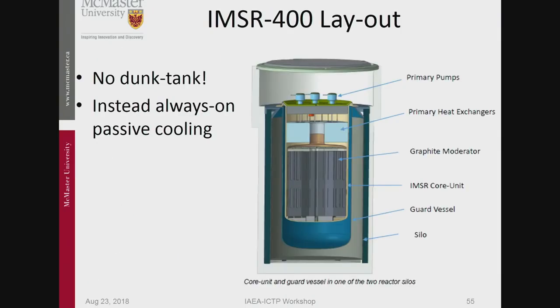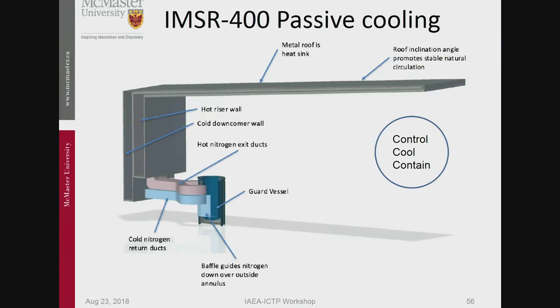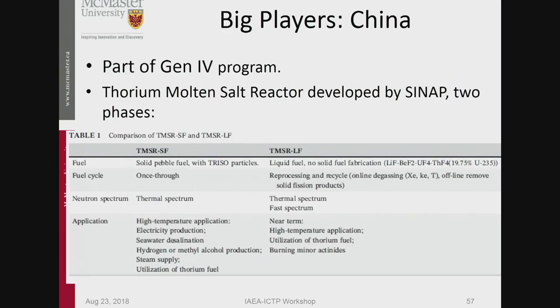This is what it looks like. It has no dunk tank. It's a joke, it should be dump tank. It has always-on passive cooling on the outside, but it's a very simple design, right? It's a graphite moderator, and the salt is just flowing through and then flowing off to the secondary circuit and the electricity. And the passive cooling is just one big fan here, where the cooling, which is nitrogen, just goes through and gets cooled and goes back. So even if something happens in that reactor, it will shut down automatically because of the feedback, and then it will be cooled because of the natural convection here.